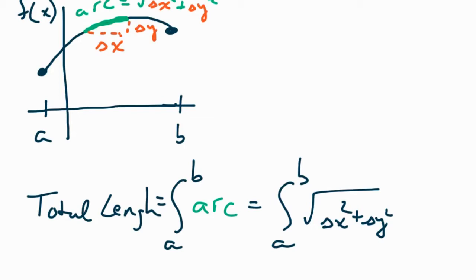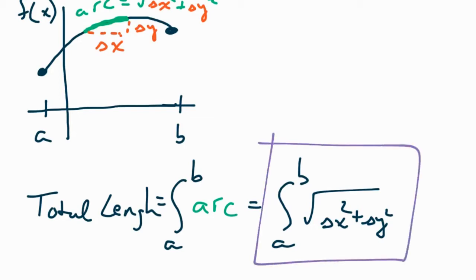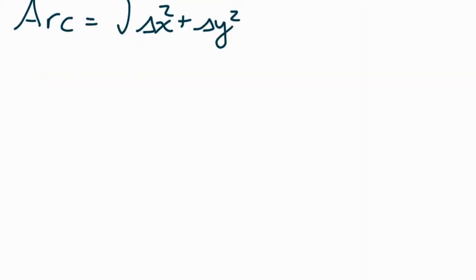Now, how in the world are we going to integrate something like the square root of delta x squared plus delta y squared? You might imagine that these delta x and delta y's can turn into dx and dy's, but we have another problem here. We seem to have x's and y's in the same integral. So let's do a little magic on our arc formula.